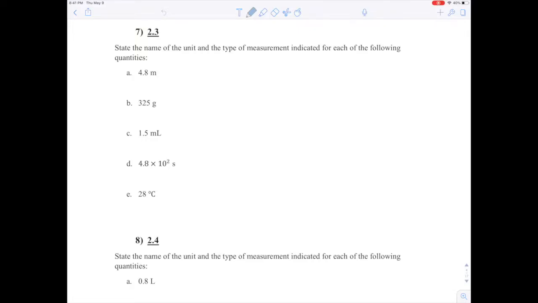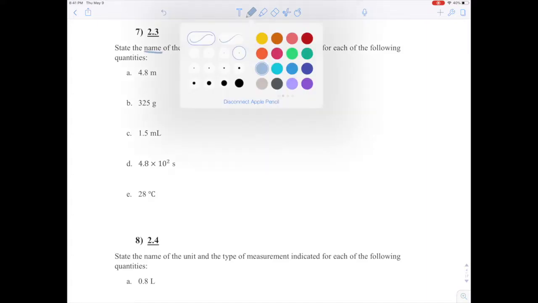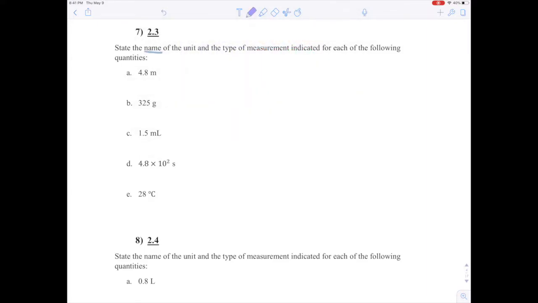Questions 7 and 8 for Chapter 2 are really just making sure that you've been exposed to the most fundamental units in the metric system. And so it's asking for two things. It says to state the name, that's going to be the first thing, and then the second thing is the unit, and the type of measurement, indicated for each of the following quantities.